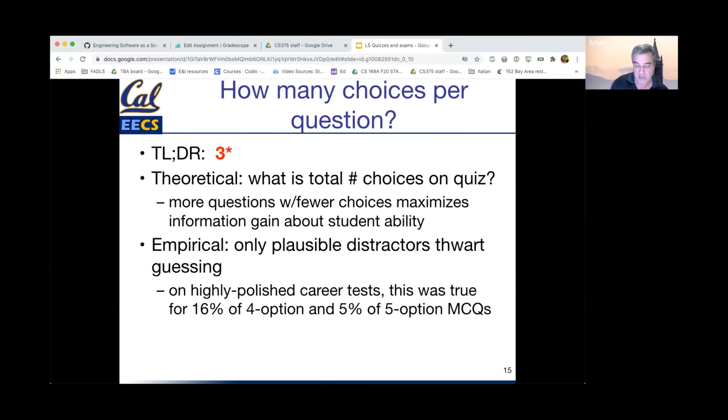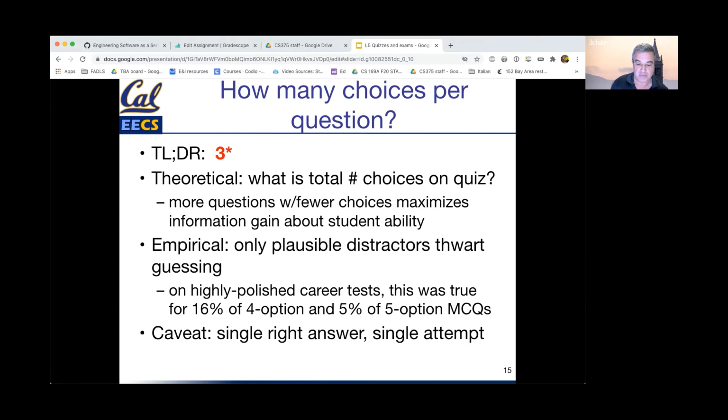The meta survey from which my data comes looked at a number of highly polished career aptitude types of tests, and they found that when they had a 4-choice single answer question, only 16% of the time did that third distractor get used. And when they went to 5-option questions, the 4th distractor only showed up in 5% of the responses. So empirically, even for experienced test writers, it's hard to create larger numbers of distractors that are really plausible and in fact thwart guessing.